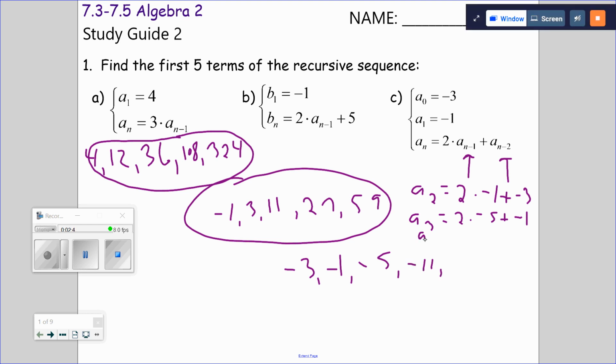And finally, A4. It's 2 times the previous term, so 2 times -11, plus the term before that, -5. So -22 plus -5 is -27.